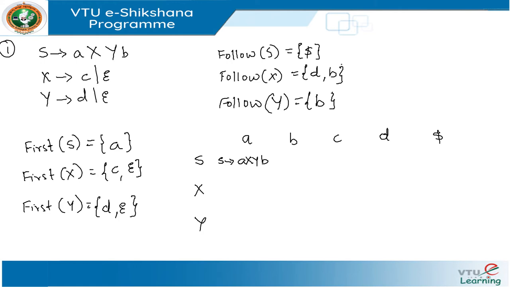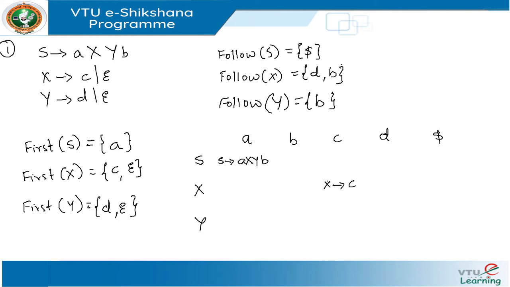Now the first set for X. To get the terminal symbol C, which production must be used? We need to make an entry of the production X derives C in the column C. So that becomes X derives C. And Epsilon: when we have an epsilon, then we need to look at the follow set. For the symbols which are present in the follow set, D and B, we need to make an entry.